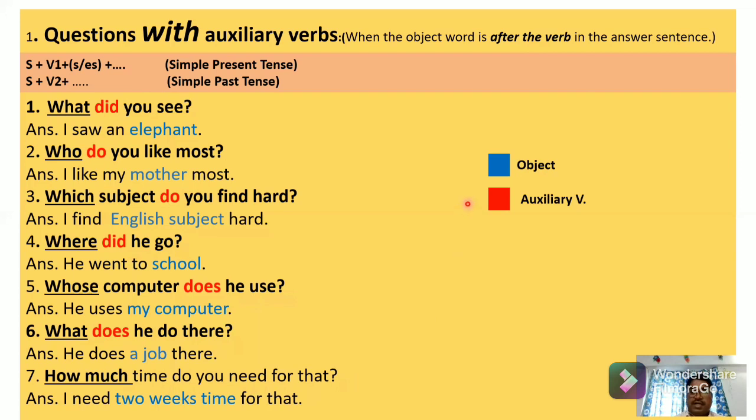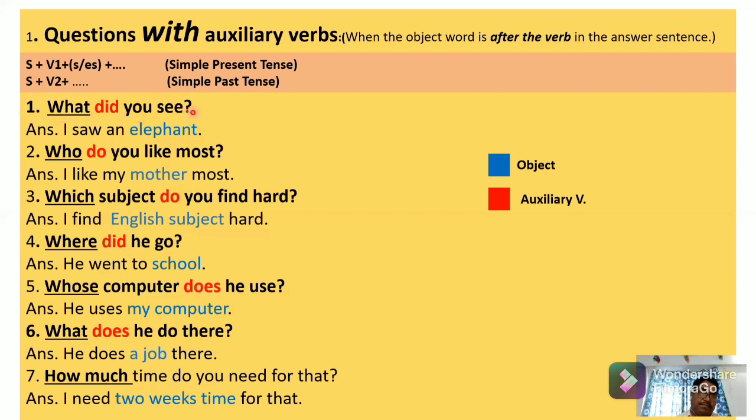You can see here two small boxes. They indicate this: blue color indicates object and red color indicates auxiliary verb. So all the words highlighted in red color are auxiliary verbs. Correct. And all the words highlighted in blue color, they are what? They are the objects. This is very important to understand how to make questions with auxiliary verbs. If you understand this first slide, you will understand the next slide very easily.